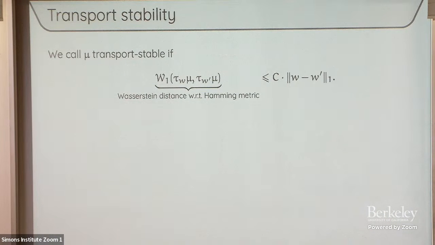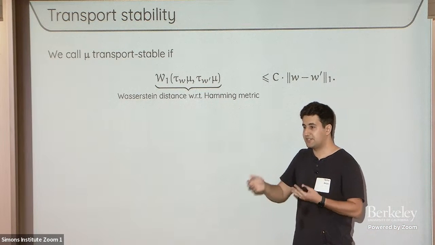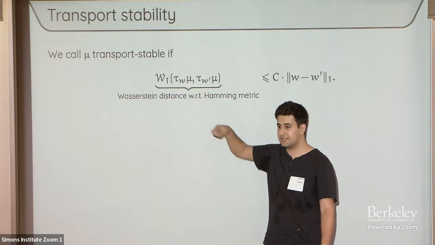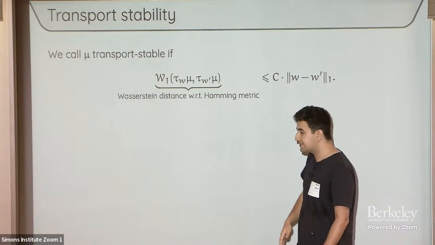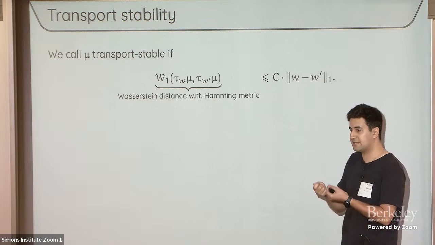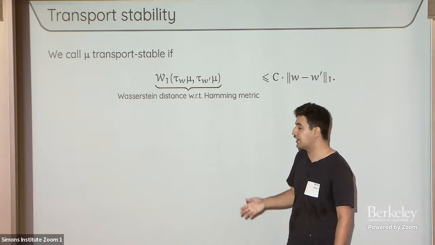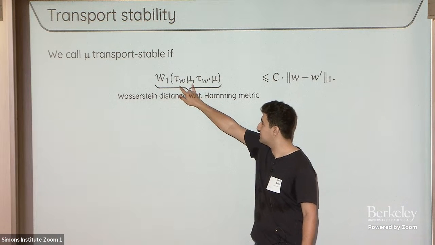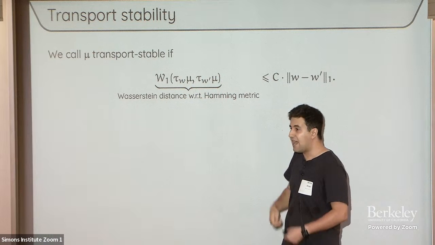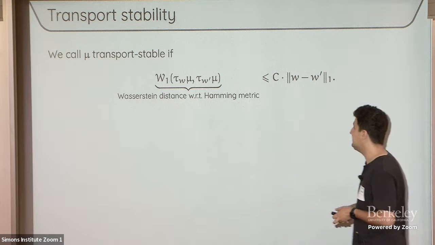All right, so here is what transport stability means. Remember, we were dealing with these exponential tilts. Transport stability says that as long as you change the parameter of your tilt by a small amount, your distributions change by a small amount. And the way I measure the distance between distributions is via Wasserstein distance. So if you want to transport probability mass from this distribution to this distribution, on average, how much in Hamming distance do you have to move? Okay, so that's Wasserstein distance.